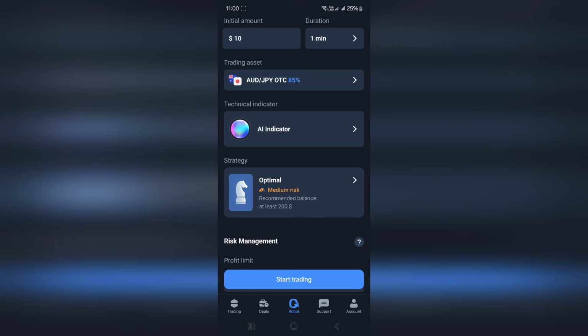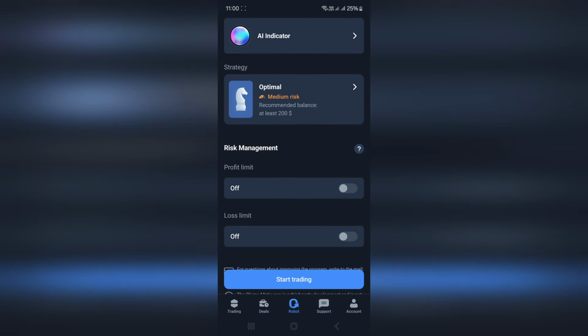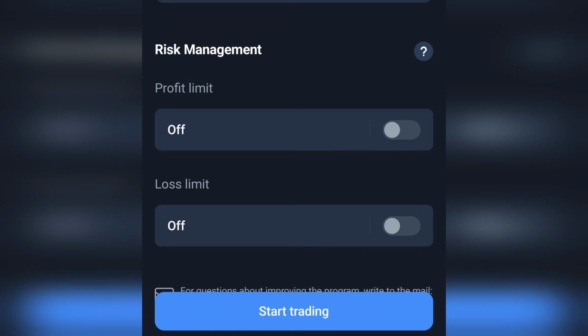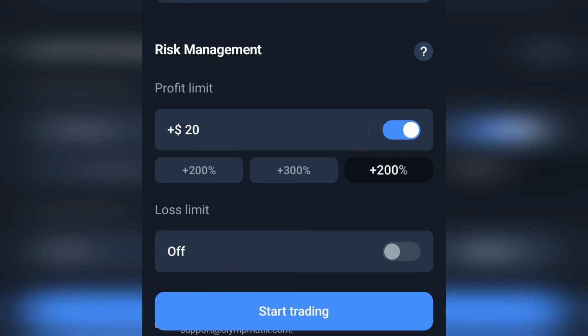After selecting the strategy, we can move on to risk management. Choosing the correct profit limit and loss limit can be crucial for your trading. For the profit limit, I recommend you keep it at least below 20% of your current account balance. And for the loss limit, make sure to set it to an amount lower than half of your current account balance. Setting these will make sure you won't blow up your account too quickly and can trade much more safely while still aiming for good profits.